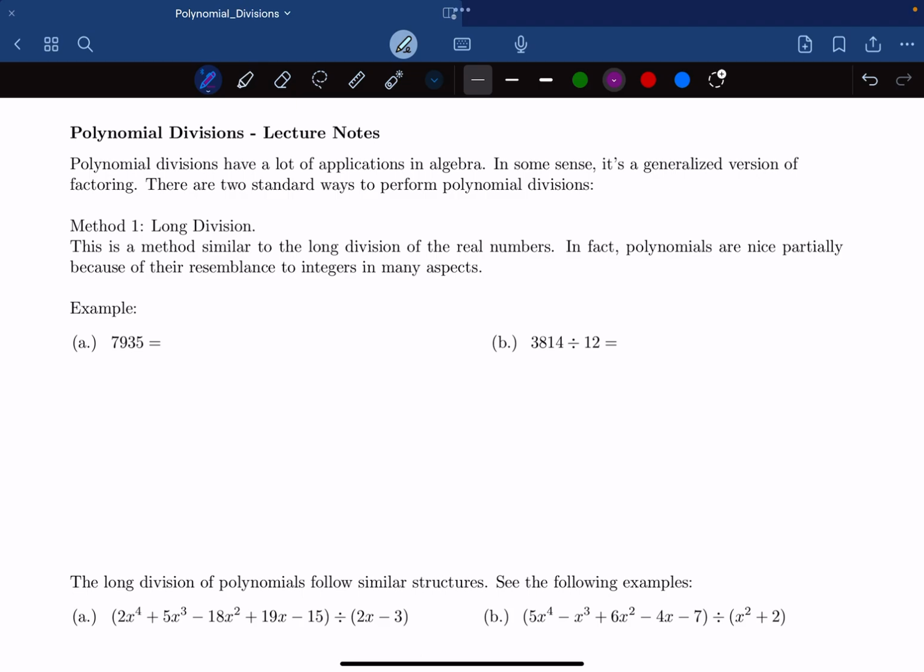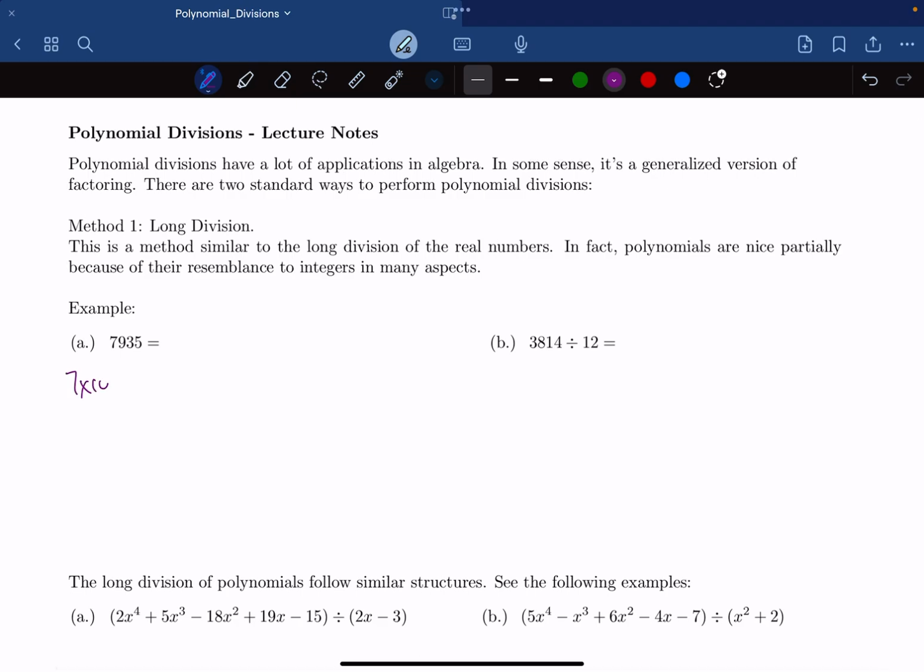For example, the relationship between a natural number, here 7,935. This number is just 7,000, so 7 times 1,000 plus 9 times 100, right? 900 plus 3 times 10 plus 5, and 1,000, 100, 10, these are all powers of 10. So I can also write this as 7 times 10 to the third plus 9 times 10 to the second plus 3 times 10 to the first plus 5.